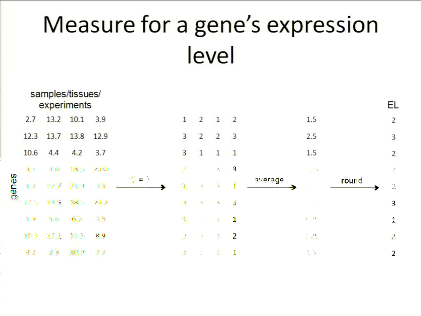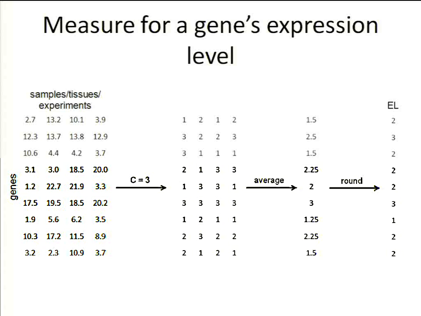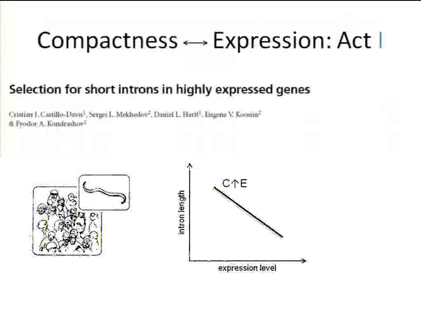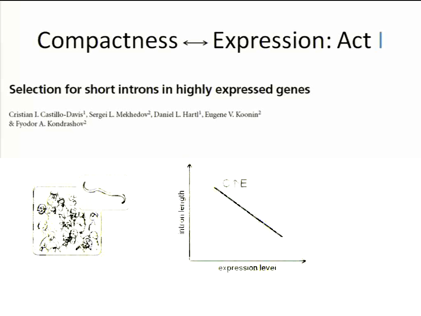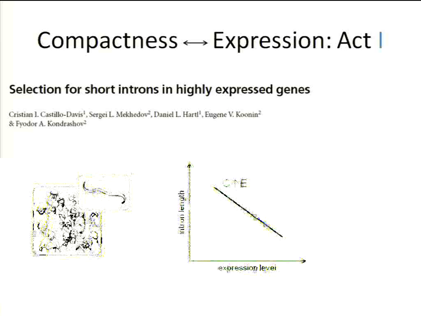So now we have a collection of variables measuring compactness and a category level measuring the expression level. And we want to look at the relationship between these two characteristics. The first work to do it was published in Nature Genetics in 2002. In this work, they looked at human and C. elegans, and they looked only at intron length versus expression level. And they noticed this trend: highly expressed genes have shorter introns. We will call this the C up E trend, for compactness goes up with expression level. The more highly expressed the gene is, the more compact it is.